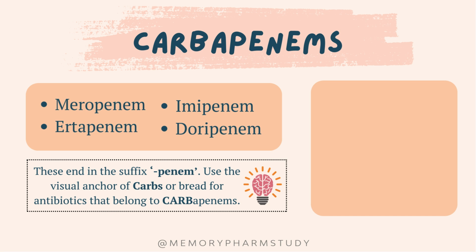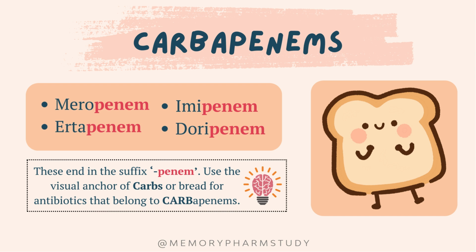Carbapenems include antibiotics such as meropenem, imipenem, and ertapenem. As you can see, the drugs in this class are super easy to recognize as they end in the suffix penem. Use the visual anchor of carbs or bread for antibiotics that belong to carbapenems.